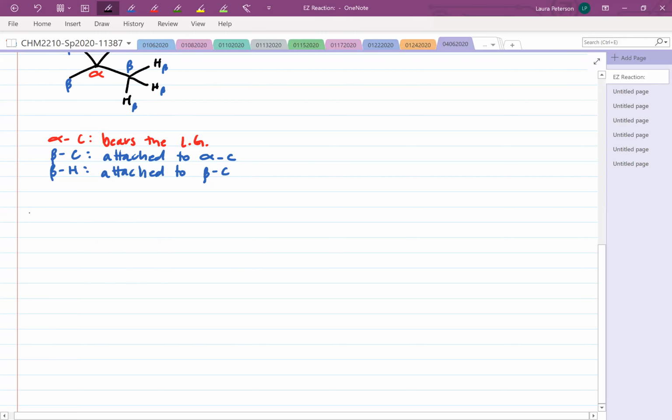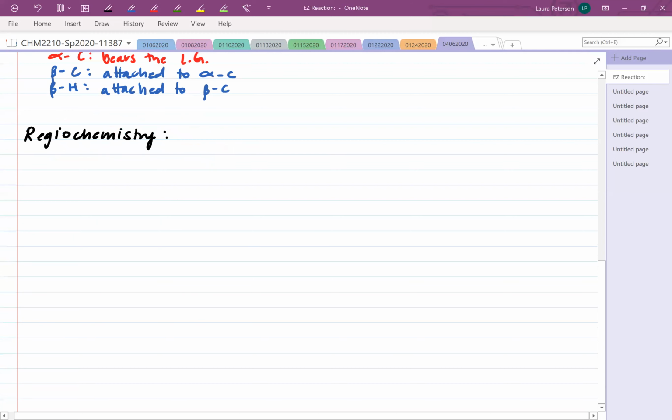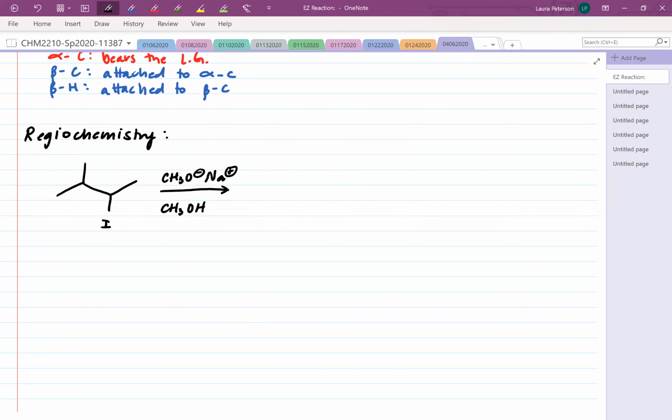We're going to start with the regiochemistry. Remember, as it relates to eliminations, the regiochemistry really is asking where do we form the double bond? Do we form it at the more substituted Zaitsev side or the less substituted Hofmann side? Let's look at this as an example starting material. We're going to do this reaction with sodium methoxide. Often in E2 conditions, we'll see the conjugate acid of our base utilized as the solvent. So if sodium methoxide is our base, then methanol would be our solvent.